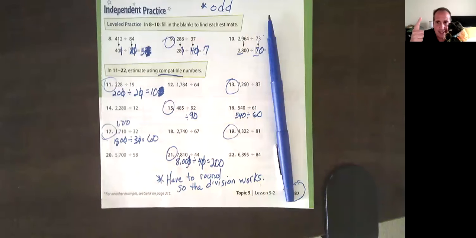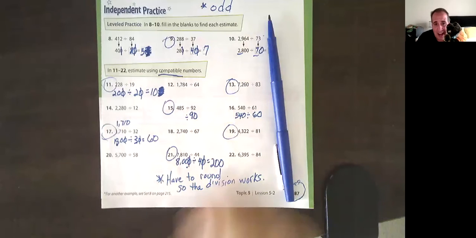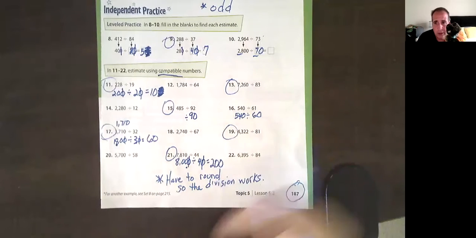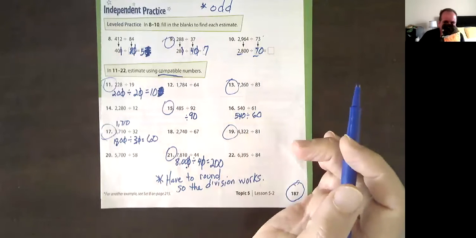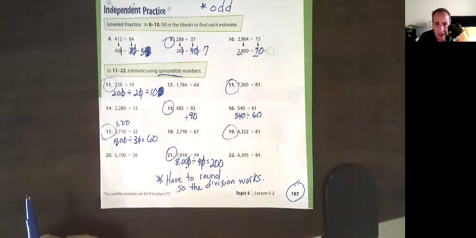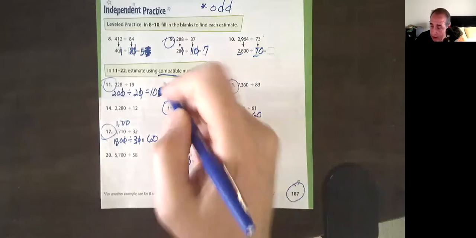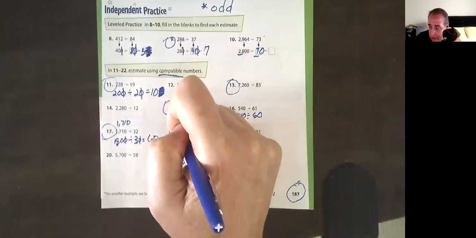9, 18, 27, 36, 45, and then 54. So 45 or 54. Which one works with 48? It's closer to 45. You're right, because 54 is a lot further away than 48. So we're going to go ahead and we're going to do that now. We're going to do 45. So we're going to go ahead and do that.